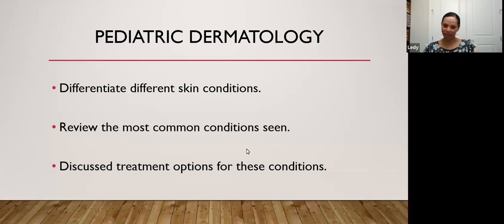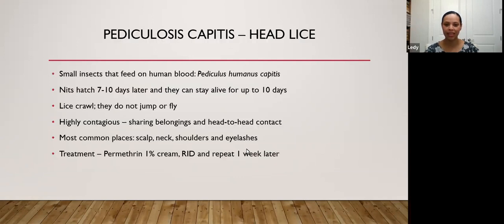So we're going to get started. A little continuation of part 1. We're going to continue differentiating different conditions. We're going to see a lot of different things, and we're also going to discuss some treatment for those conditions. We're going to start with our first case, which is going to be head lice.